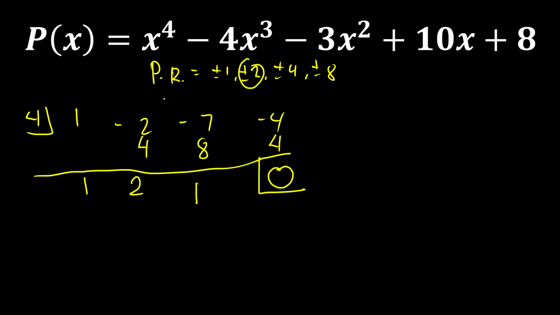So that means, since the remainder is 0, positive 4 is a root of the function. So, balikan natin si Descartes' rule of signs. Kanina, ilan ang positive roots? Di ba dalawa? Ilan ang negative? Dalawa rin.